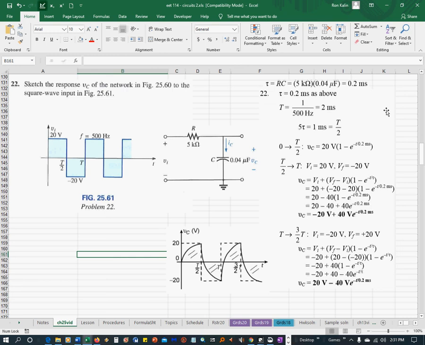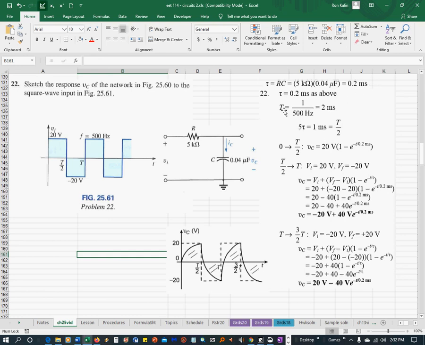EET 114, Chapter 25, Problem number 22. It says sketch the response V sub C of this network to the square wave input shown here. So the first thing we do is figure out what tau is. Tau is R times C, which is 0.2 milliseconds.